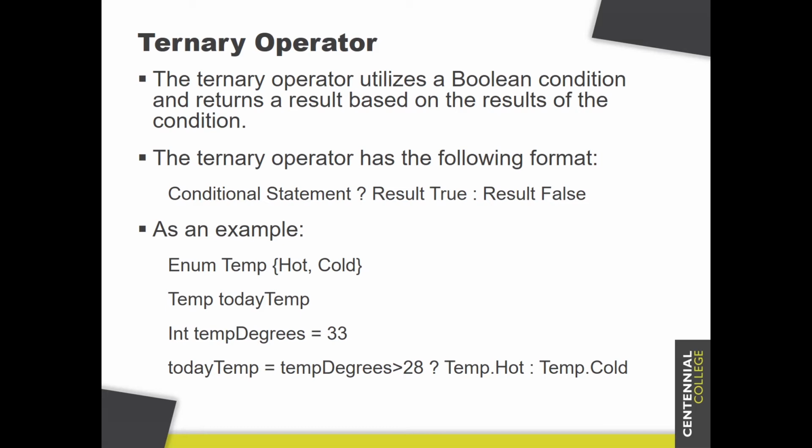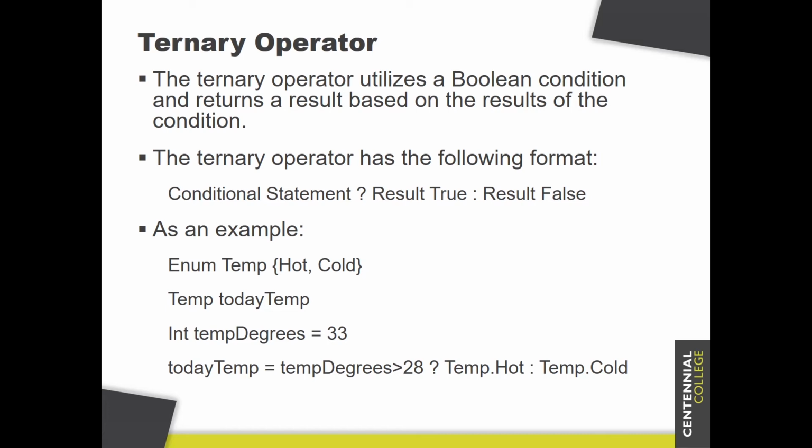Basically, the way it works is there's a Boolean condition, and the Boolean condition is evaluated, and it's either true or false. And then based on the result of that true or false condition, it returns one of the results. That's a little bit confusing. So here's how it looks. There's a conditional statement, question mark, result of true, colon, result of false. If the conditional statement is true, then it's going to return the result true. If the conditional statement is false, it's going to return the result false.